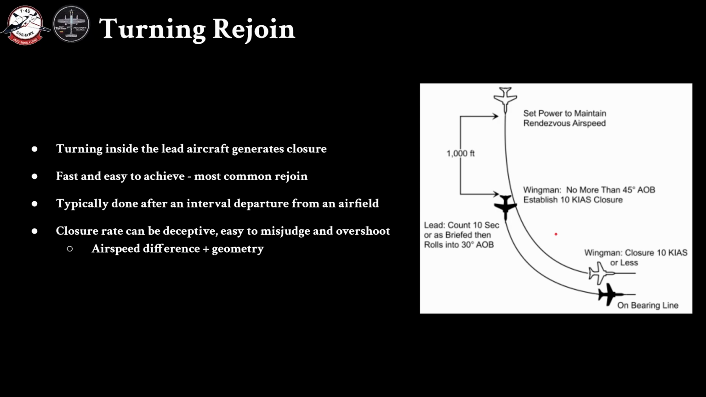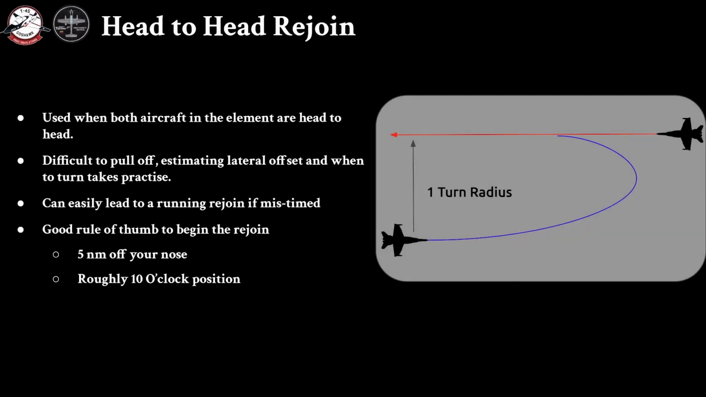So this is the type of rejoin where you need to pay attention to all of the factors and really focus in and monitor your closure rate. And the third one is head-to-head rejoin. Head-to-head rejoin just simply means you guys are headed in opposite directions, and then you end up doing a turn in order to end up in formation with them.